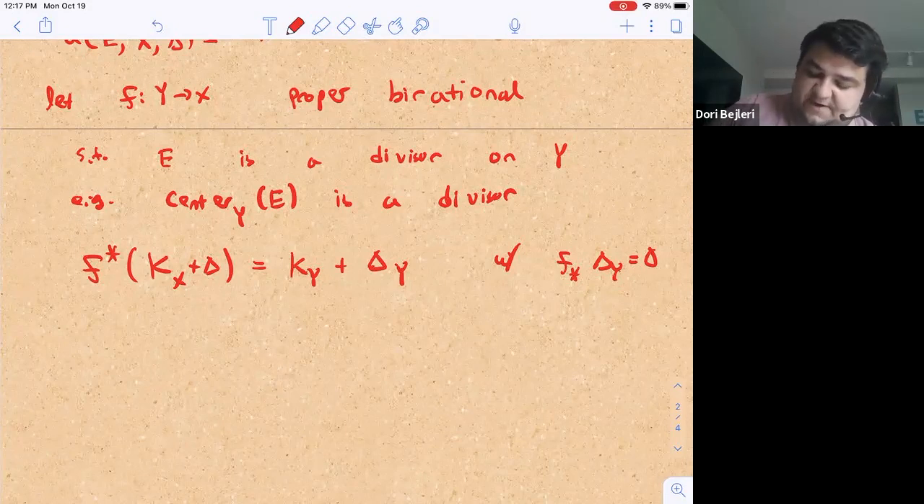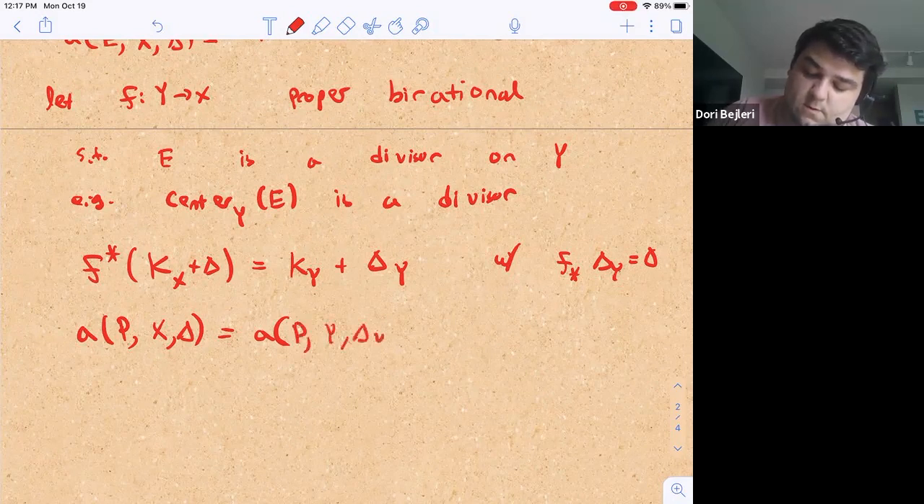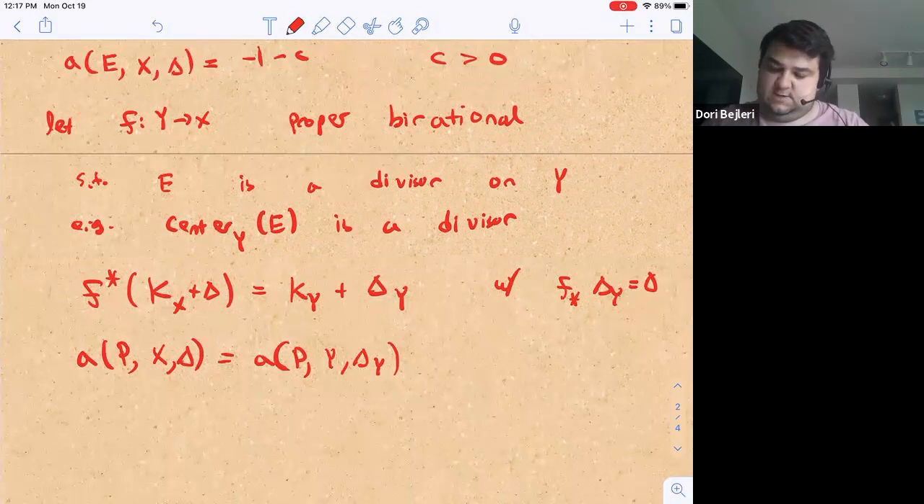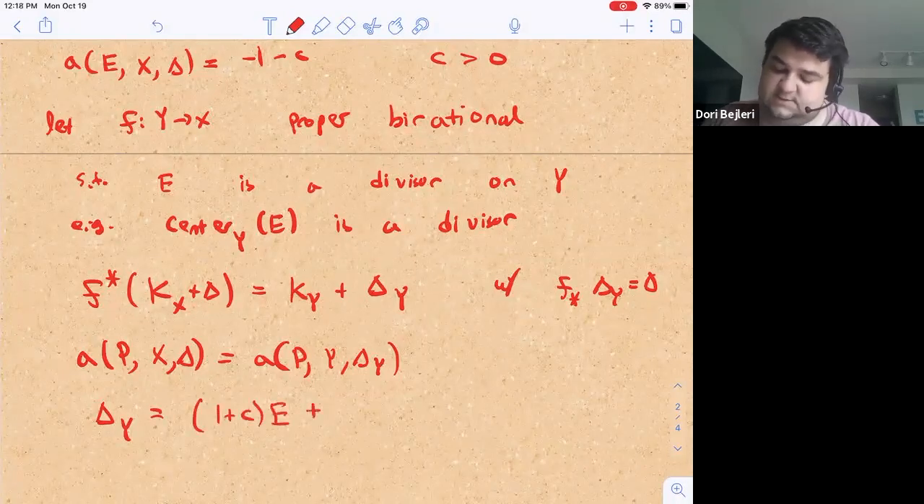So then the observation by the previous exercise was that the discrepancy of any prime divisor on X is the same as that on Y. So we can compute on this Y. But we also know that for this particular divisor E, the discrepancy not only is the same, but has to be a coefficient of this delta_Y. So delta_Y has to be minus the discrepancy, so (1 plus C) times E plus maybe some exceptional stuff and some strict transforms.